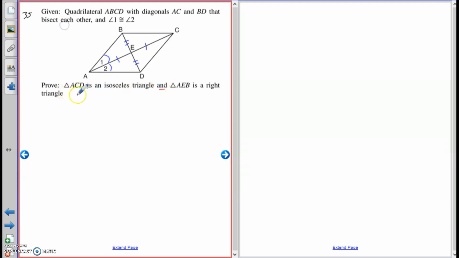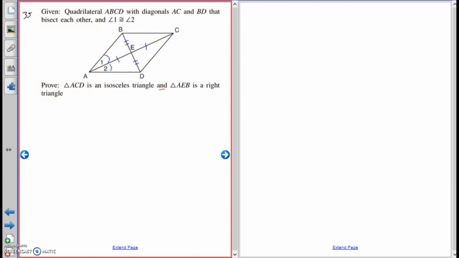Prove 2 things here. Triangle ACD, so this triangle here, prove it's an isosceles triangle. Well, that would only be true if it had 2 congruent sides, meaning these sides were congruent. And that would only be true if this whole shape were a rhombus. And prove triangle AEB here is a right triangle. That would only be true if these diagonals are perpendicular, which would only be true if this were a rhombus.